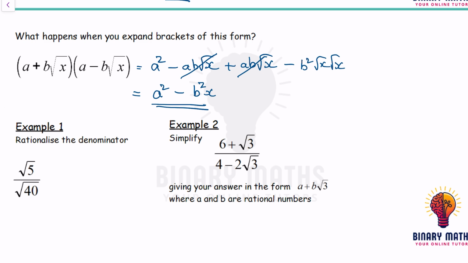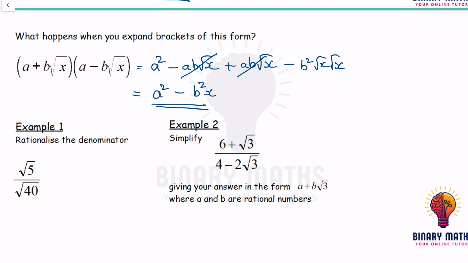So this is what we use when we're rationalizing denominators. When you're rationalizing the denominator, you need to always multiply by the same expression but with the opposite sign in the middle in order to get rid of the surd. Okay, so let's look at an easy example first.